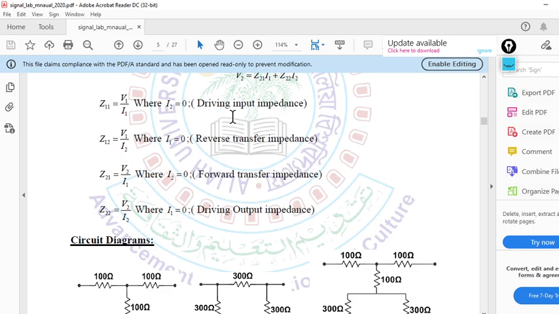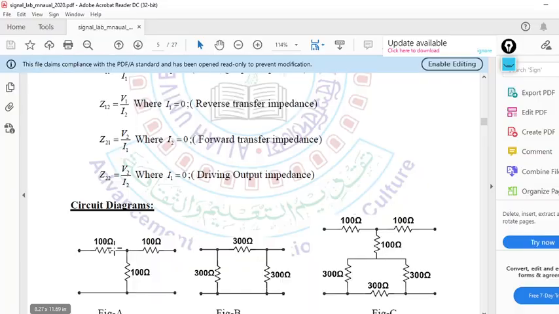It is over. So you will read V1 by I1, because in the first circuit you have got V1, I1 and V2. So V1 by I1 is Z11, and V2 by I1 is Z21. So when you have supplied here, you can find V1 by I1 and V2 by I1, Z11 and Z21. Similarly, when you supply here, you know V2, you have to measure V1 and you have to measure I2.